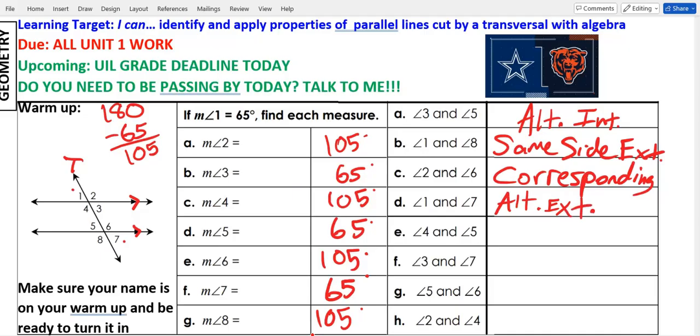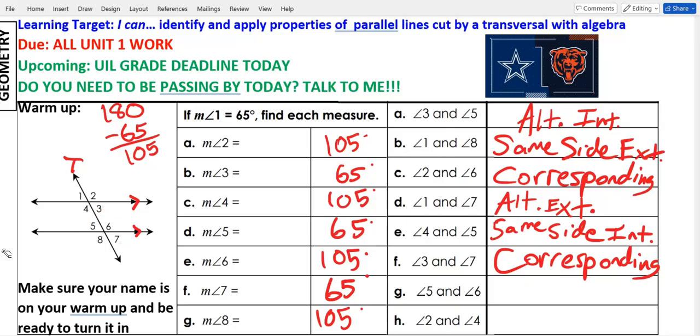All right, 4 and 5. If you look at 4, if you look at 5, you can see they're both to the left, to the left. That is a same side. And they're not one in, one out. They're both what? They're both in. They're interior. 4 and 5, same side of the transversal, in between the parallel lines. 3 and 7. 3 is in, 7 is out on the same side. They can't be both in, they can't be both out, so that's the weird one. Corresponding, right?